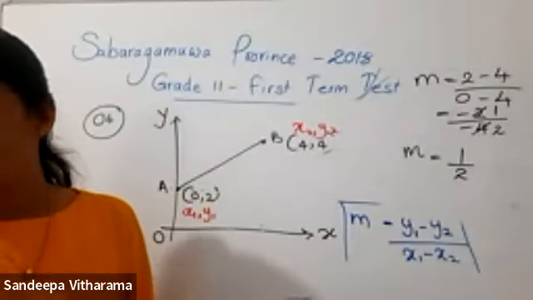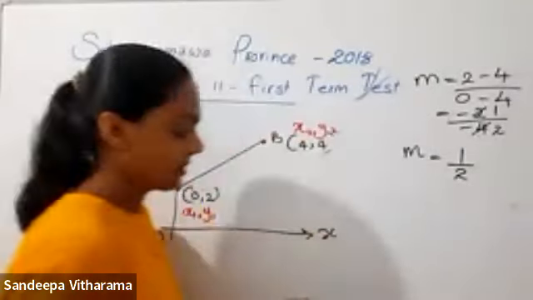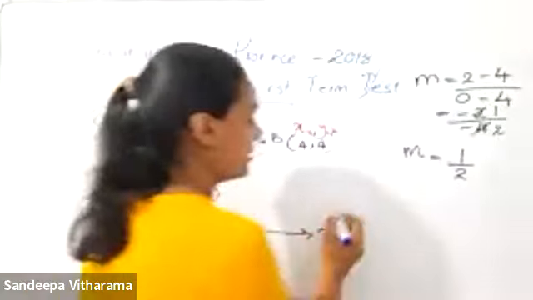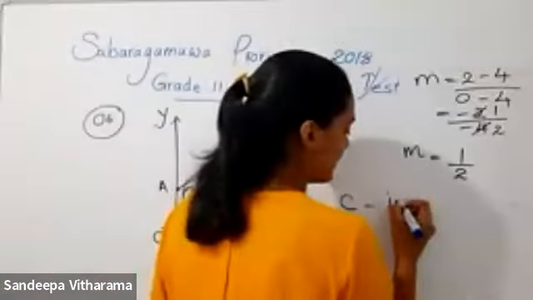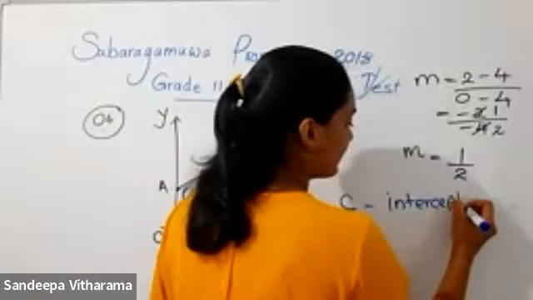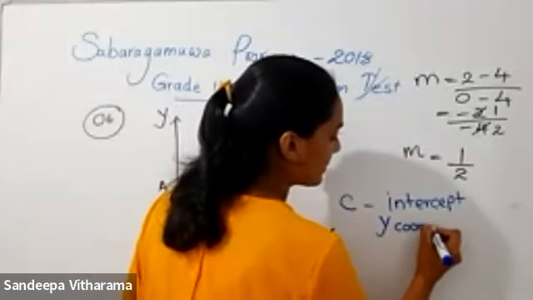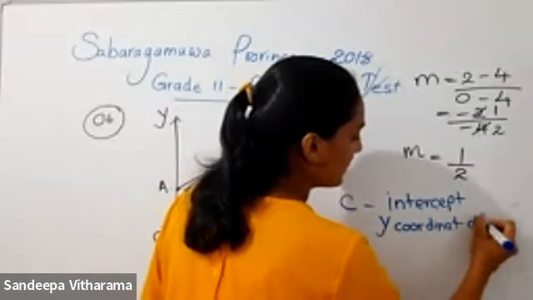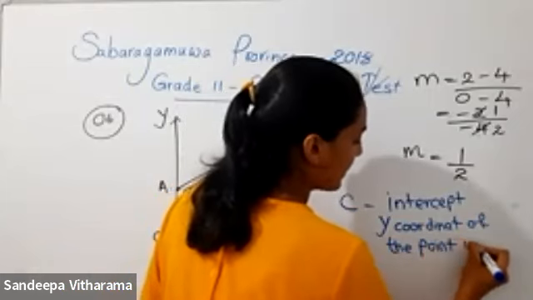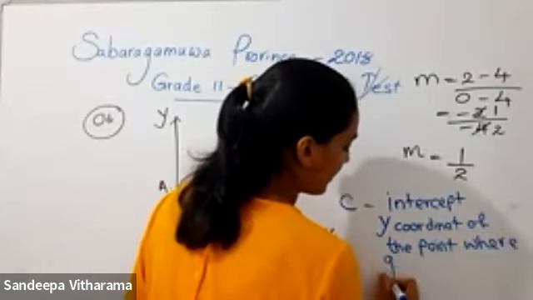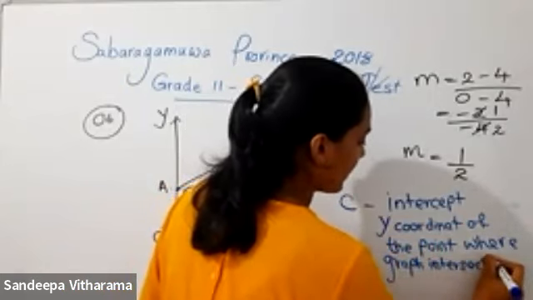Then what is this c? C means intercept. Okay. So c කොහොමද මතක තියාගන්නේ? When you are given the coordinates on the Cartesian plane, c is the intercept. Intercept is the y coordinate of the point where the graph intersects the y-axis.